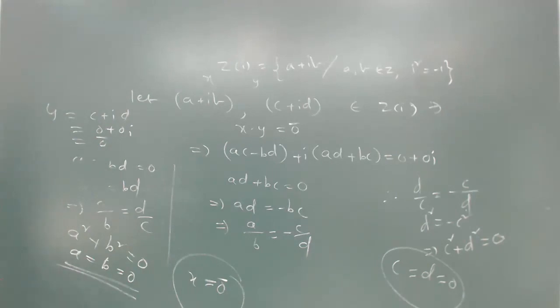So you can prove it either way. Whenever the product is 0, you can show that either y is 0 or x is 0. It is always possible. Fine. Therefore, it will not contain zero divisors. That is the solution of it. Therefore, Z of I is an integral domain.